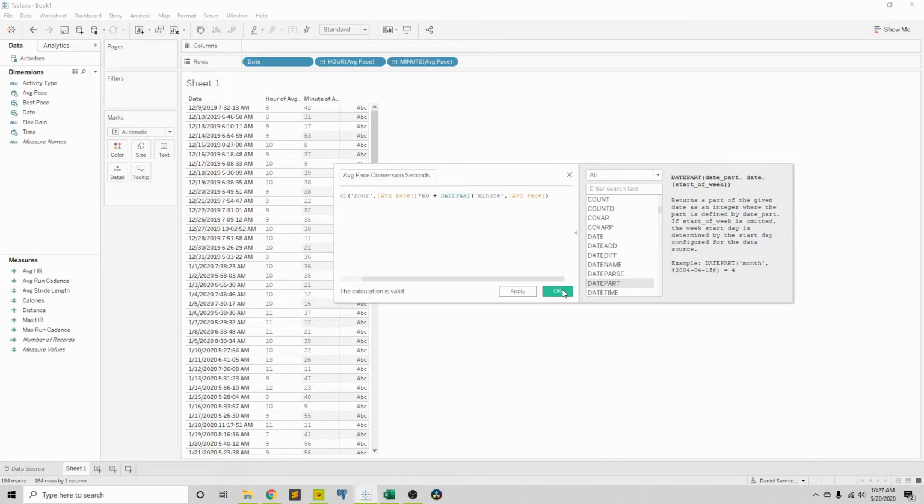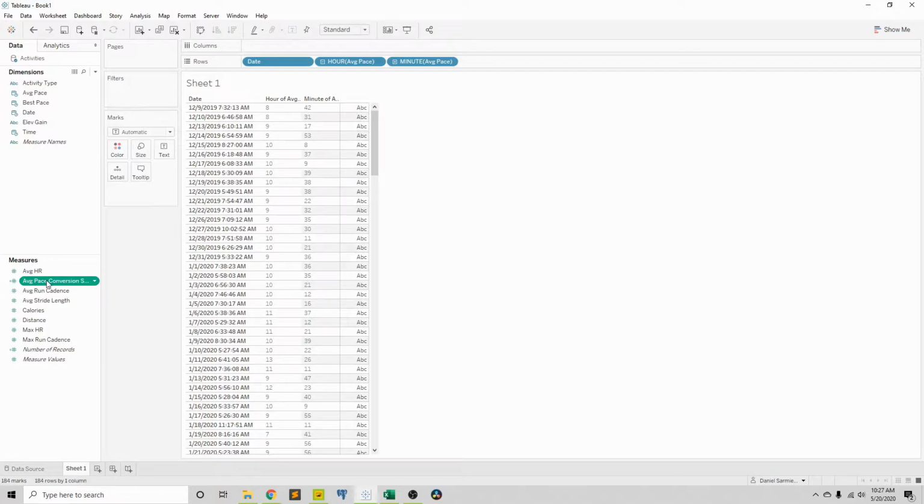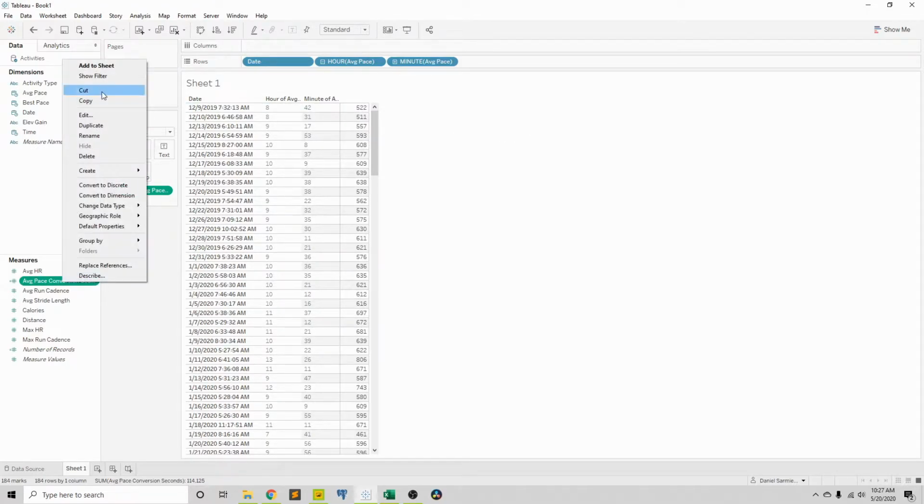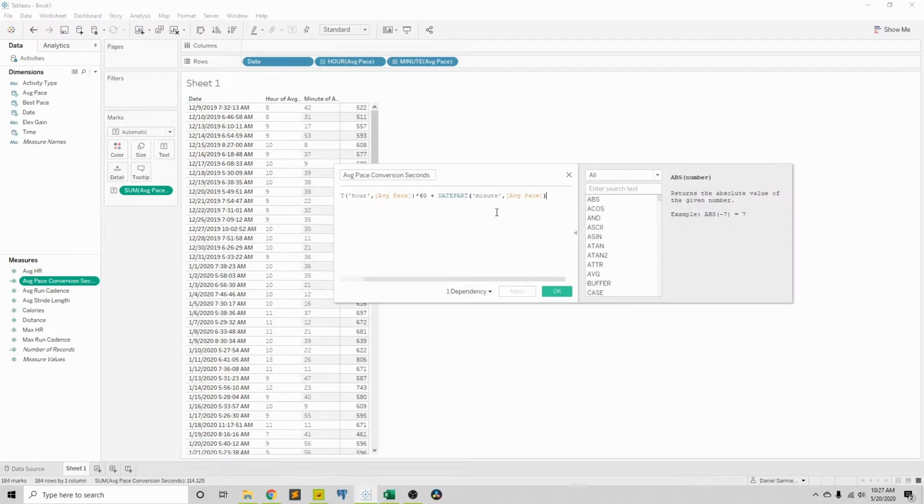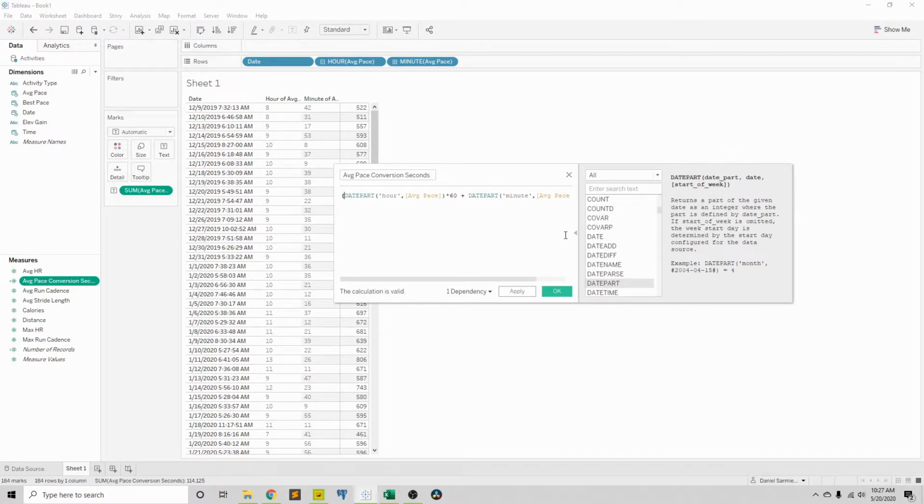Okay, so what happens with this is now we have this conversion of pace time into seconds. So this is 522 seconds per mile, which is not so helpful. So I'm going to take this conversion and make it a little bit more useful. I'll make a different one.